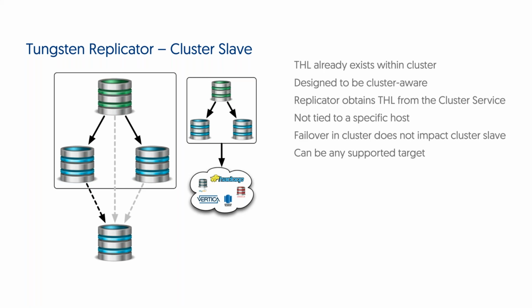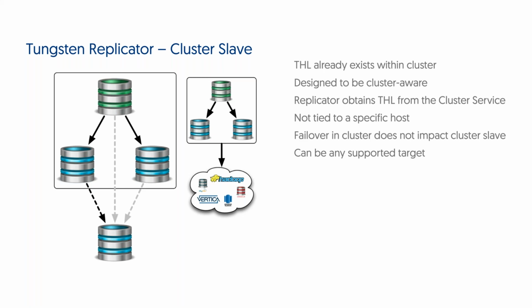Being cluster aware means that the source of data to our target can change automatically depending upon the source node availability. So if the node that we're pulling THL from goes down, the cluster slave will automatically just pull from one of the other nodes. It has that complete visibility.